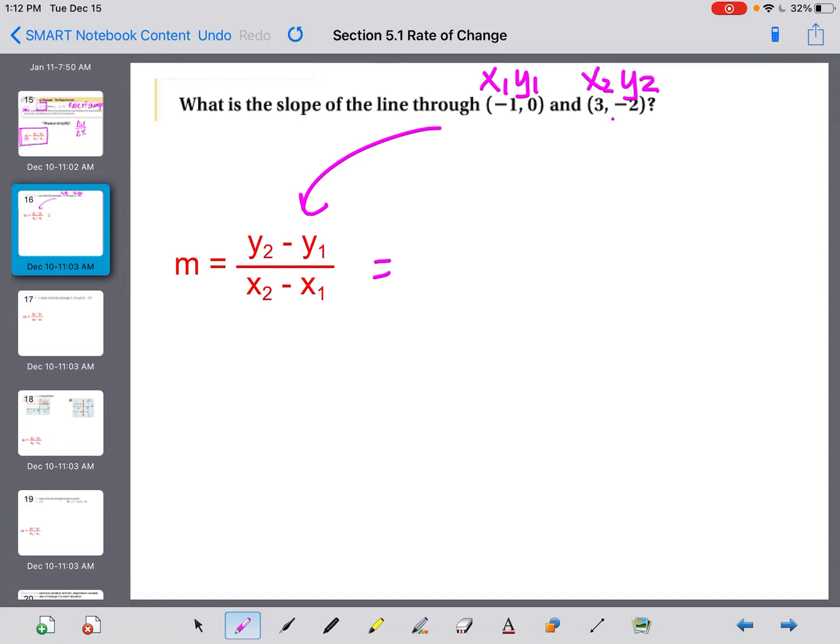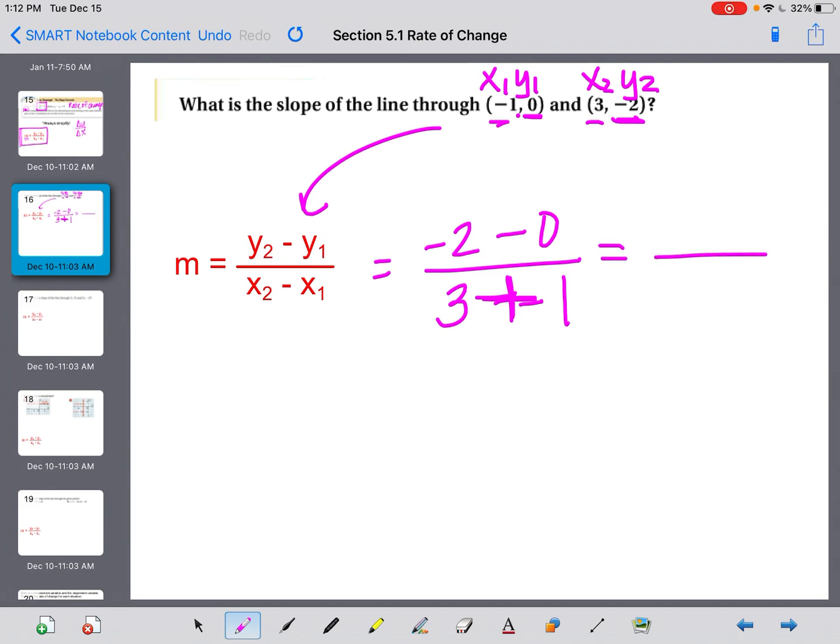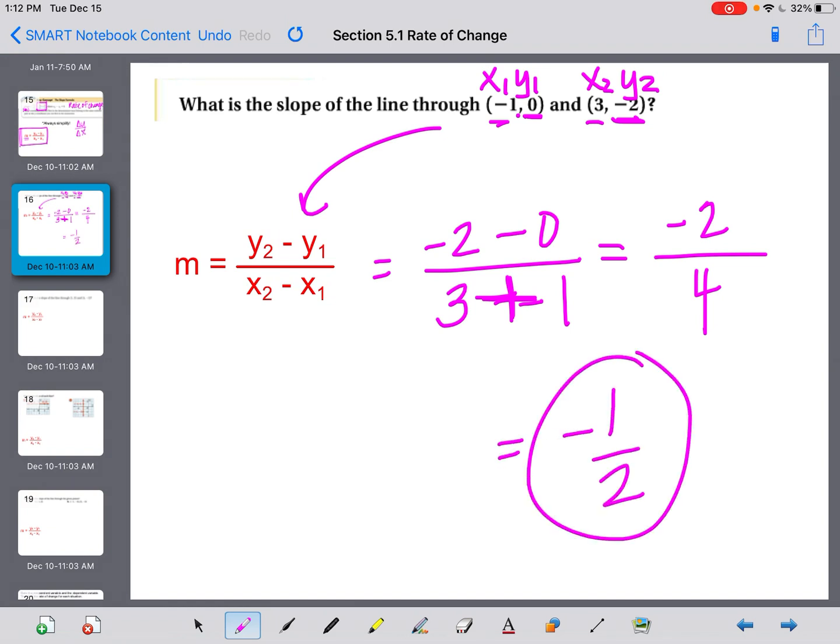Okay, so y2 is negative 2 minus y1 is 0. On the bottom, x2 is 3 minus x1 is negative 1. Okay, so what I have right here is minus minus, which gives me a plus. Then I can actually subtract. Negative 2 minus 0 is still negative 2, and 3 plus 1 is 4. Now you always want to simplify, so this negative 2 over 4 is going to leave me with a slope of negative 1/2.